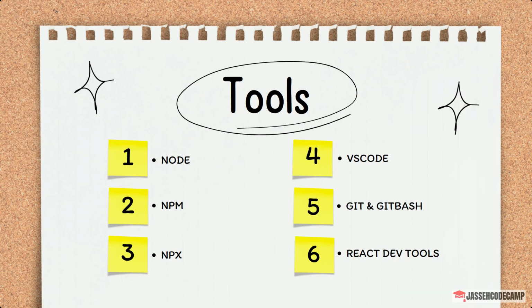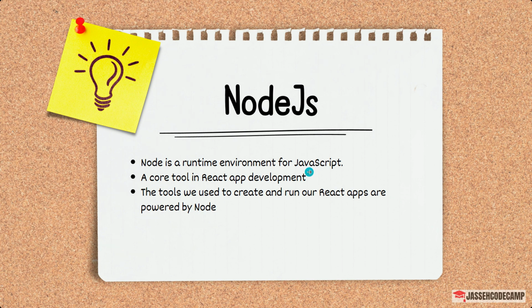Before you get started, I would like to show you a list of the tools that we are going to install. First and on top of the list, guys, is Node.js. Node is a runtime environment for JavaScript. It actually allows us to run JavaScript on non-browser environments like on our operating system. And guys, it is a core tool in React app development. This is because the tools we use to create and run our React apps are powered by Node.